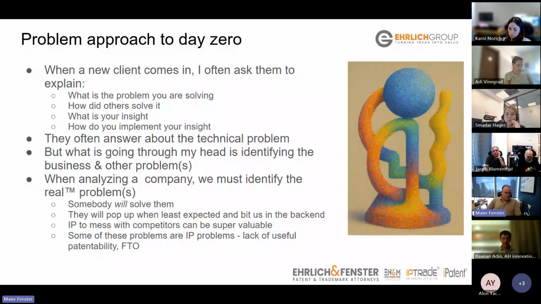And last but not least, some of the real problems a company has are IP problems. Maybe you can't get useful patents. Maybe there's a big FTO problem. So there's a kind of disconnect between how many clients look at problems and how I do and recommend looking at problems. But I showed you how many different problems even a simple company can have, so it's not surprising.